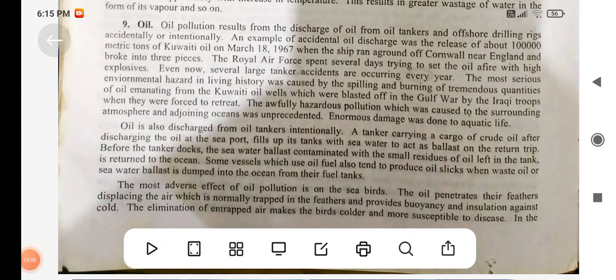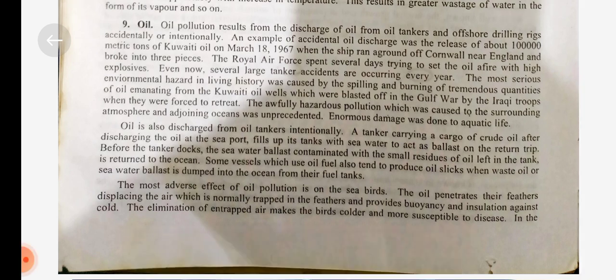On March 18, 1967, the ship ran aground off Cornwall near England and broke into three pieces. The Royal Air Force spent several days trying to set the oil afire with high explosives. Even now, several large tanker accidents are occurring every year.